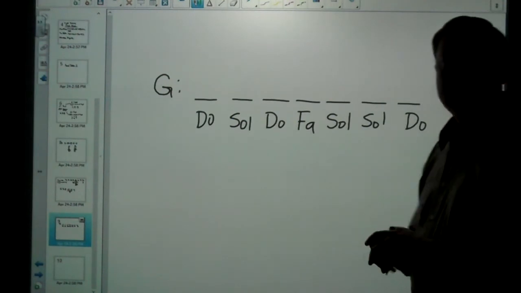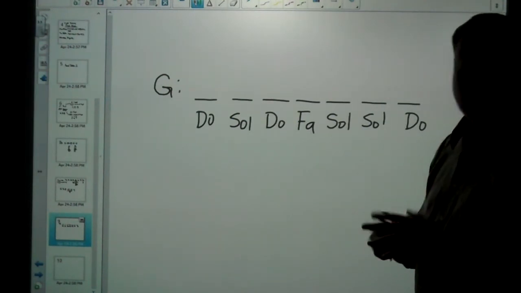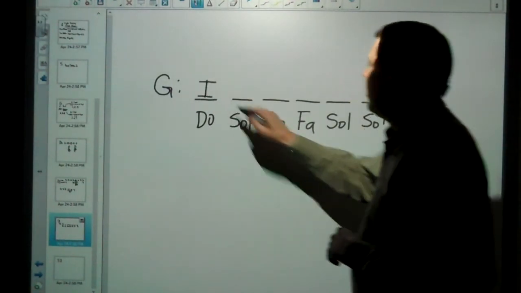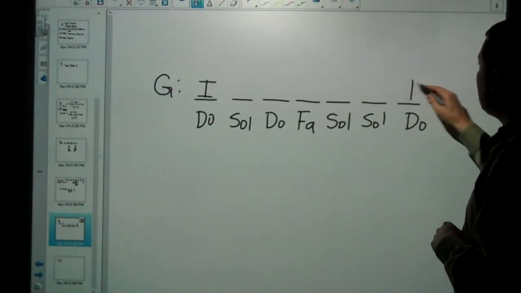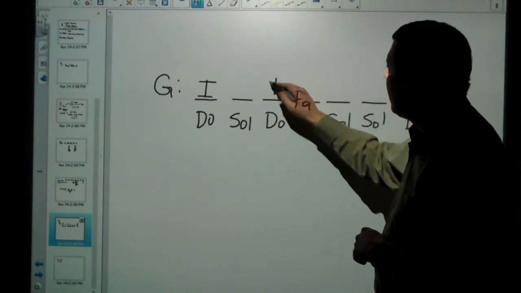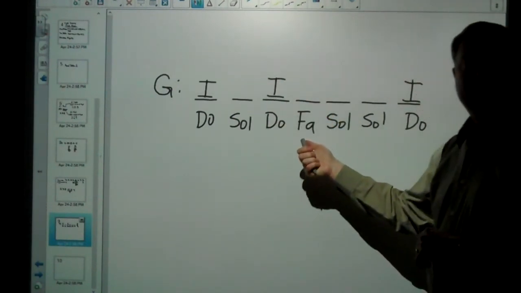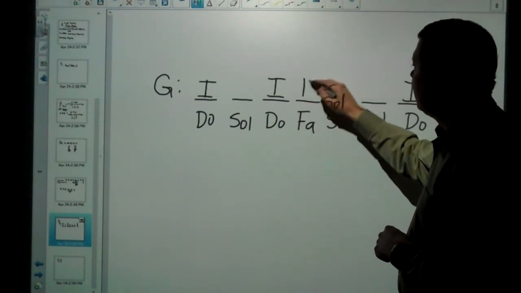So let's start filling in some Roman numerals based on what we know. Well, with Do in the bass, it's got to be 1. So we know that the first, the last, and even this chord right here have to be 1. We also know that Fa in the bass means 4.